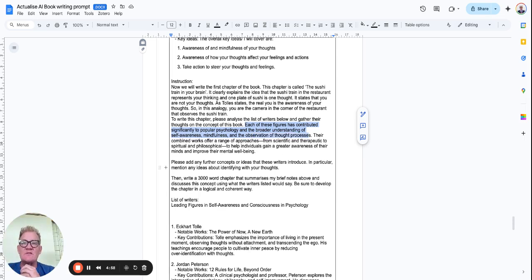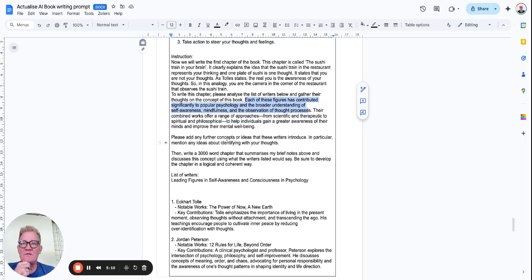Their combined works offer a range of approaches, from scientific and therapeutic to spiritual and philosophical, to help individuals gain a greater awareness of their minds and improve their mental well-being. Please add any further concepts.